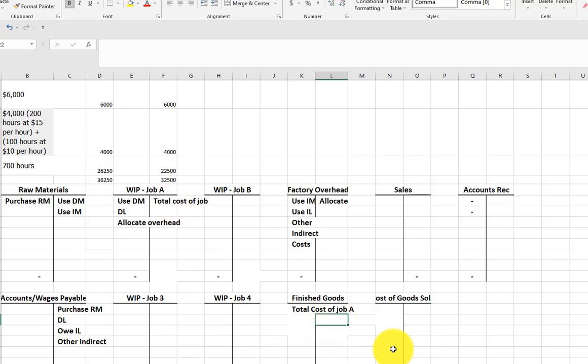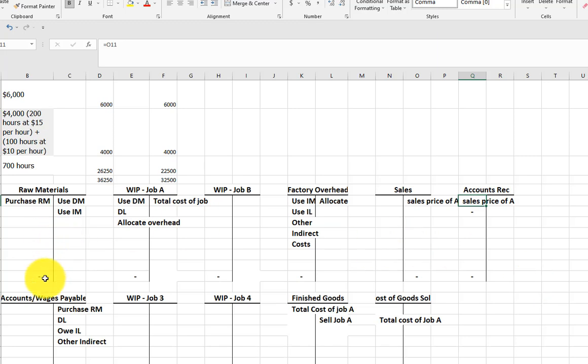Then when I sell job A, I'm going to have the total cost of job A move to cost of goods sold when I sell it. And then the amount that I sell it for is going to be a credit to sales and a debit to accounts receivable, or if they pay cash, we could put it directly into cash. Okay, that is the thing.